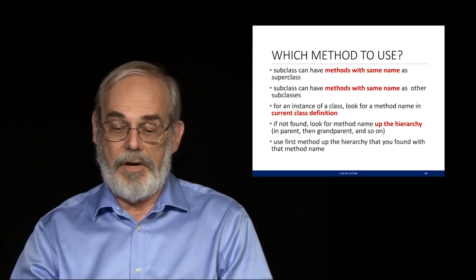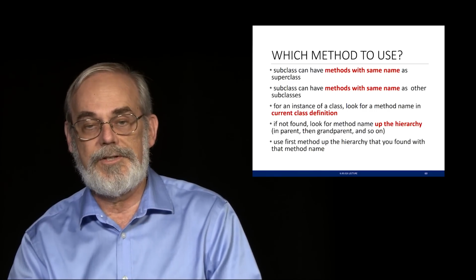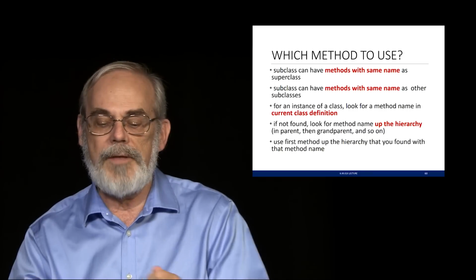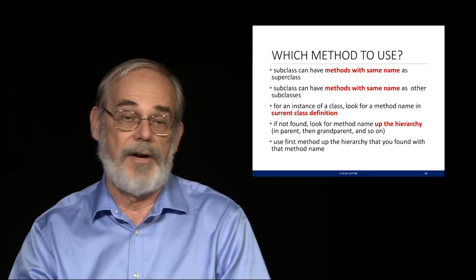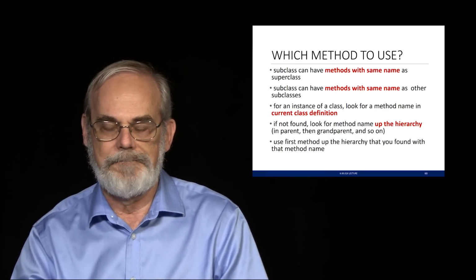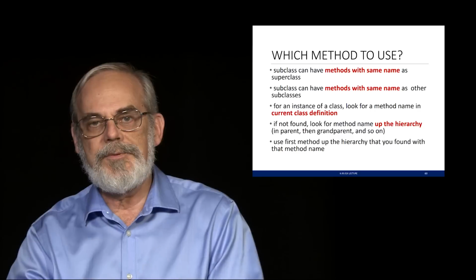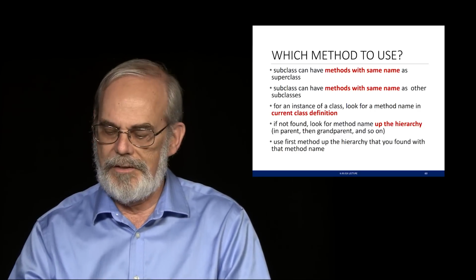And as a consequence, for an instance of a class, I look up the method in the current class definition. If I don't find it, I go up the hierarchy looking for it until I either find one and use it, or if I don't find one, throw an error, an exception saying I don't know how to actually use that. That nicely encapsulates or packages names inside of class definitions associated with instances.